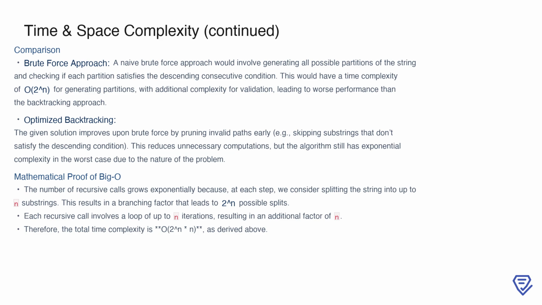The optimized backtracking method improves upon this by pruning invalid paths early. For example, substrings that cannot possibly satisfy the descending condition are skipped entirely, reducing the number of unnecessary computations.